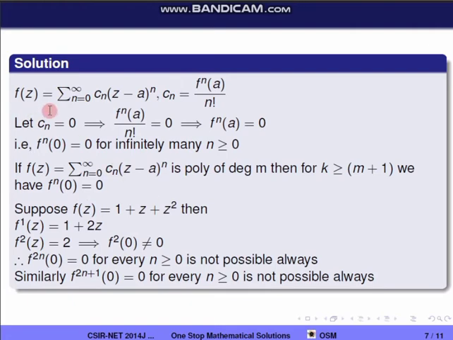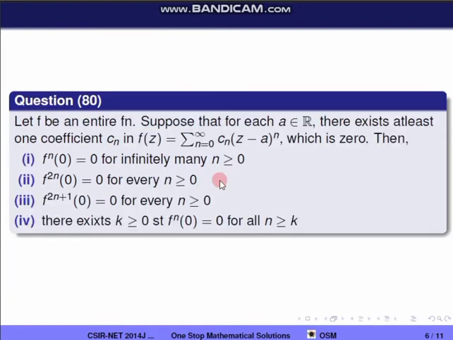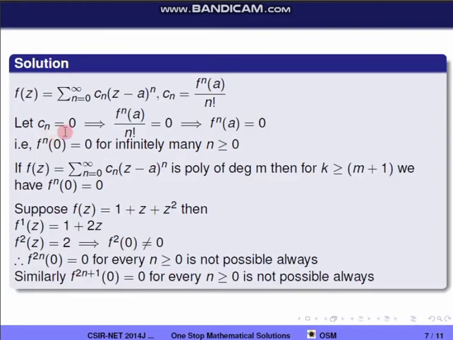So f of z is equal to sigma n is equal to 0 to infinity Cn (z minus a) whole power n. We know this is the Taylor series expansion because f of z is entire. So we can write Cn as f^(n)(a) by n factorial. So the condition given is for each a element of R, there exists at least one coefficient which is 0. So I am taking that coefficient as Cn. So let Cn is equal to 0. So this implies f^(n)(a) by n factorial equal to 0. So this implies f^(n)(a) is equal to 0. That is, for each a, we are getting f^(n)(a) is equal to 0.